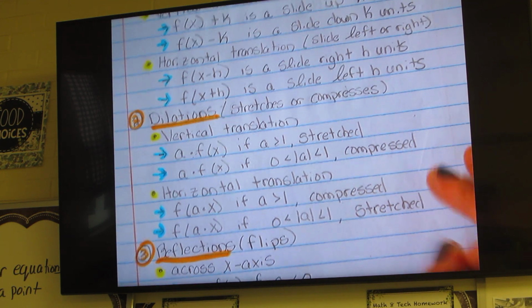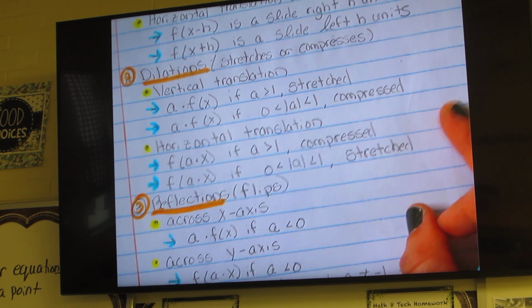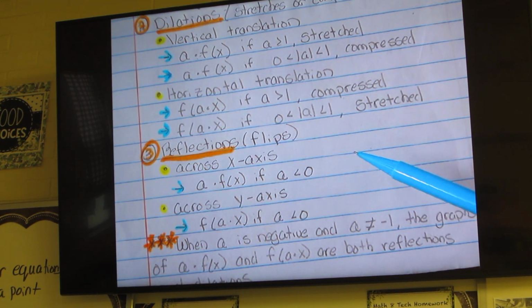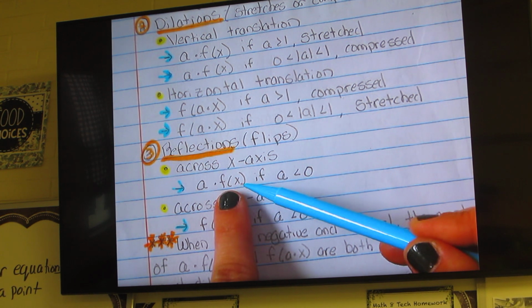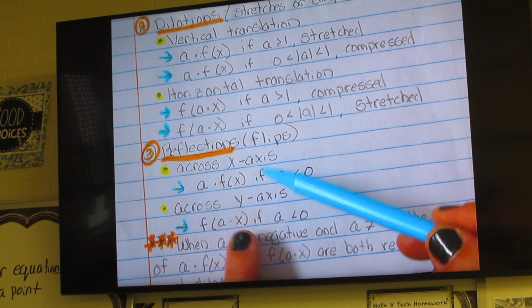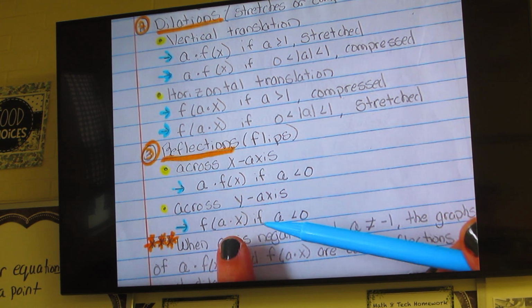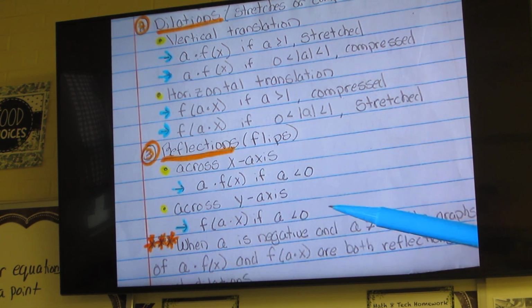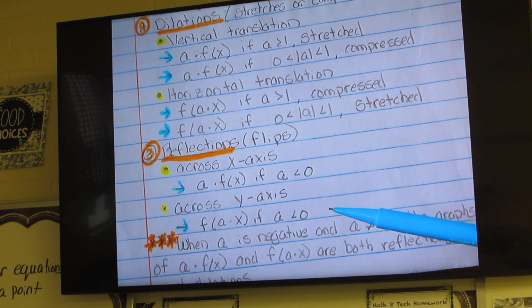The third option is a reflection, and this all has to do with negatives. So if your coefficient of x is negative, and there's no parentheses involved, then you are reflecting across the x-axis. If your coefficient of x is negative and you have a parentheses involved, you reflect over the y-axis.